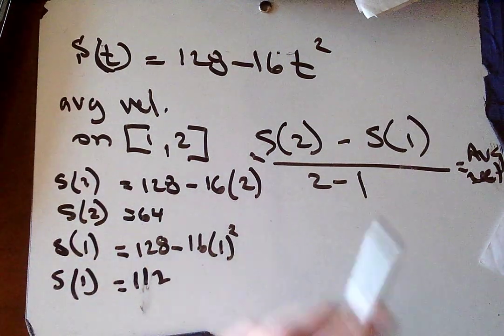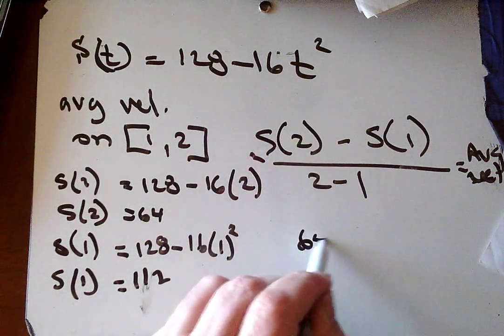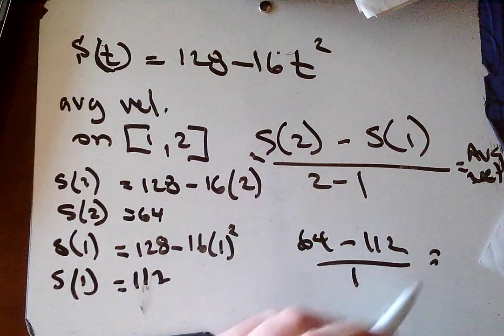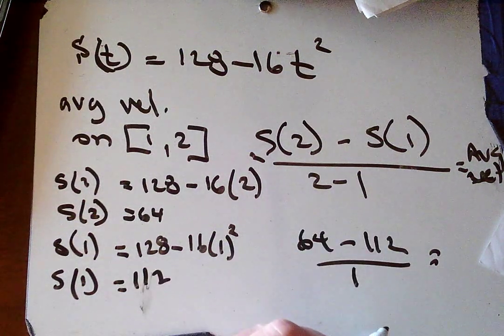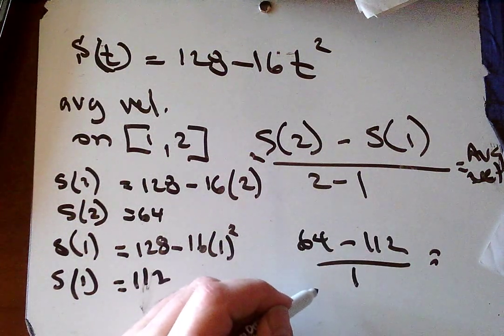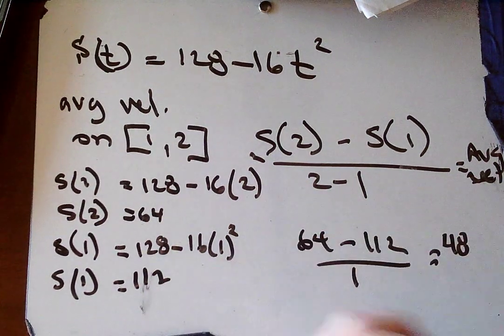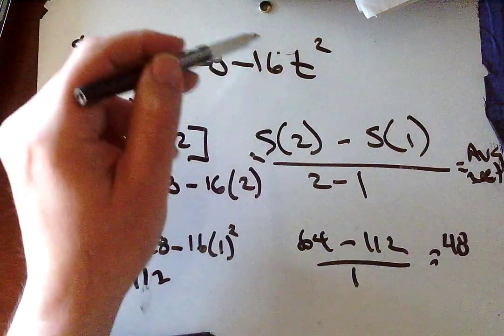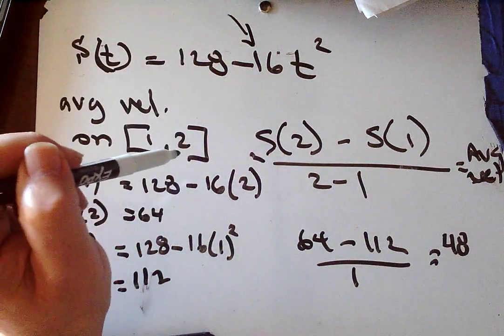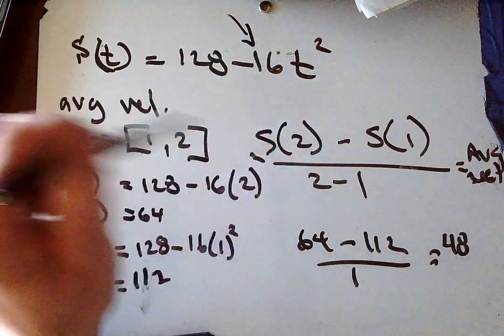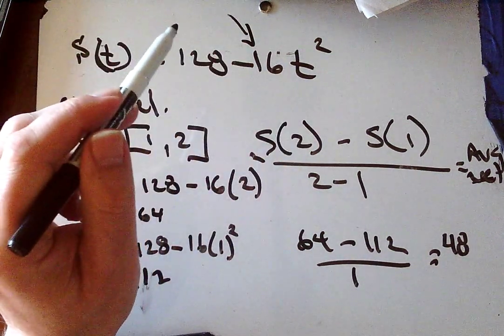Okay, and so here we want 64 minus 112 over 1. On free response you can stop here. So do I want 48? 48, and do we have units? We don't have units. We suspect that this is feet per second, that this is Newton's gravity thing. But without explicit units, we don't have to worry about them.